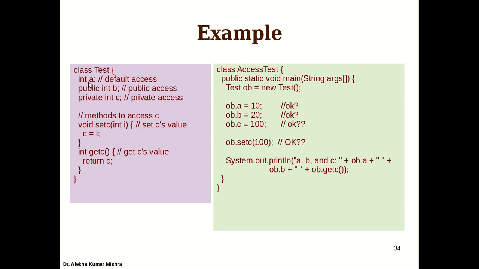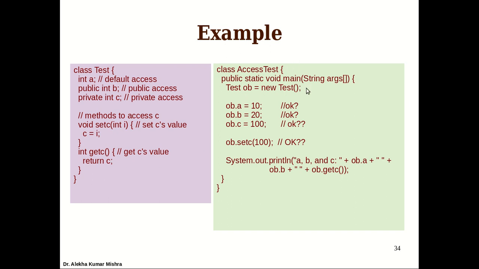Okay, as I told, it is public but restricted to the package. The limit is restricted to the package. Then public can be accessed anywhere, outside the class or inside the class. Private is only accessed by the data members. So we are using setC to update the value of c, and getC, because there is no other way to update c.